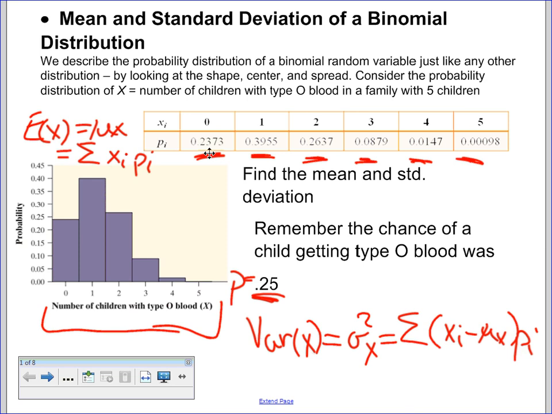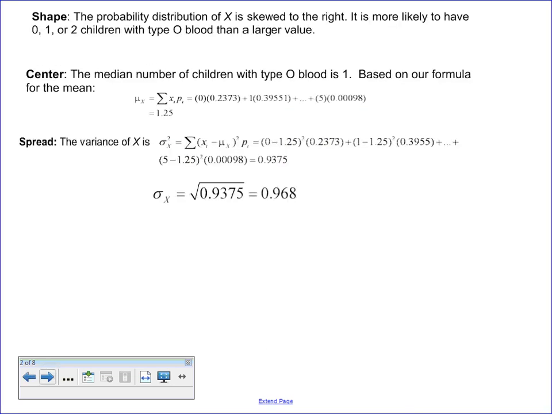Sorry, my smartboard's freaking out a little bit there in the corner. If we did that, we would get that the mean is 0.125. The variance would be 0.93, and so we take the square root of that to get the standard deviation. So what we're seeing here, though, is if we do this over and over again with binomials, an interesting pattern comes up.